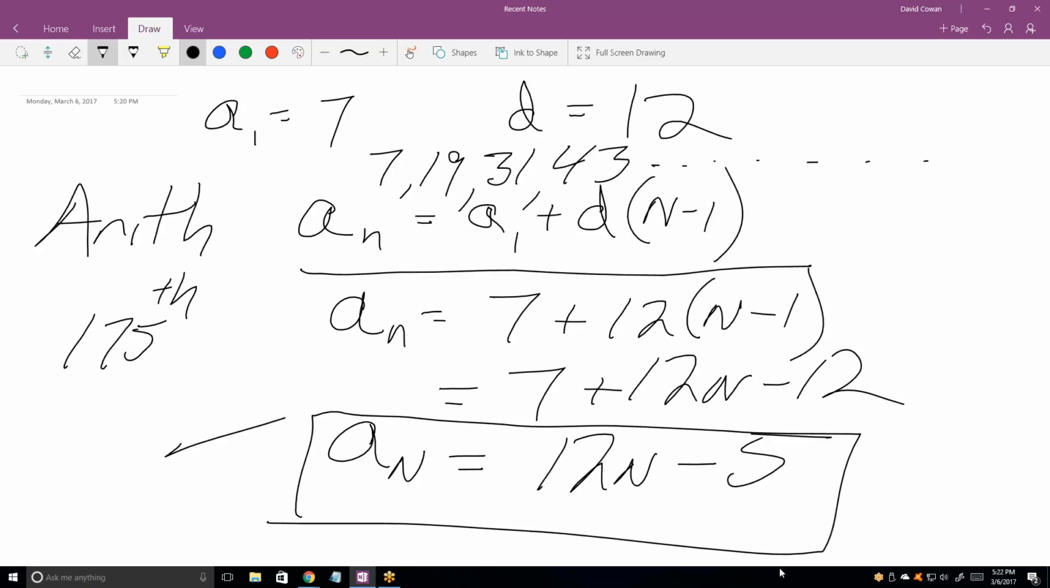12 times 175 minus 5. That's the beauty of these formulas, is that you can figure out a big nth term without having to do it manually.